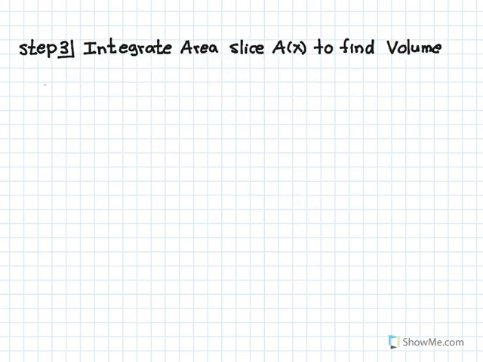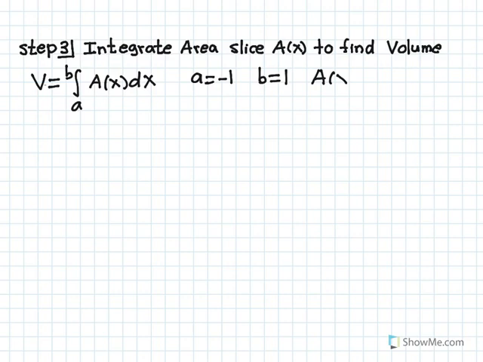All right, the next step is to integrate the area slice A of x to find the volume. So volume is the integral from a to b of A of x dx, where a equals -1, b equals 1, and A of x is equal to 4 times 1 minus x squared. So volume is the integral from -1 to 1 of 4 times 1 minus x squared dx.